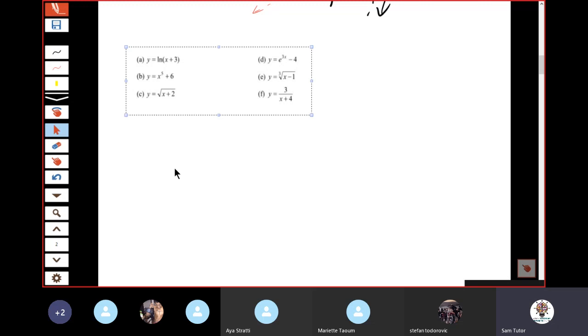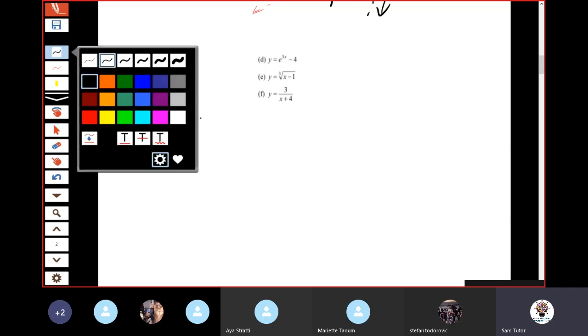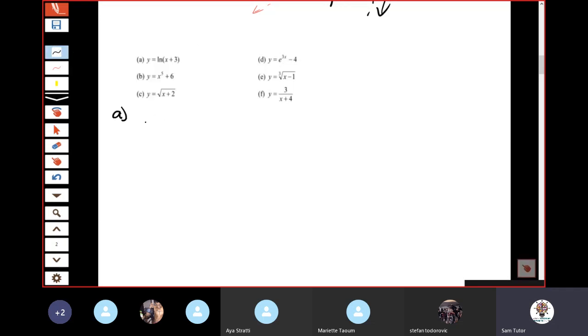Anyone stuck? I'll do the first one to see. Are you okay with it? The inverse function would be x equals log y plus 3. To get rid of a log, I exponentiate it. And then just take away 3. And that's it. That's A.